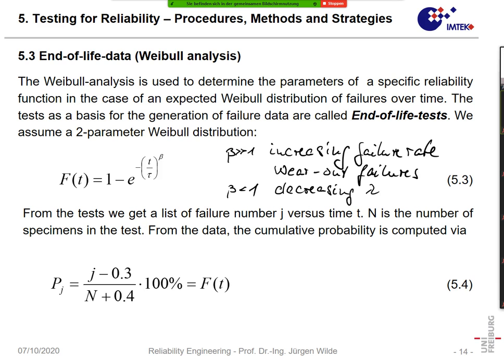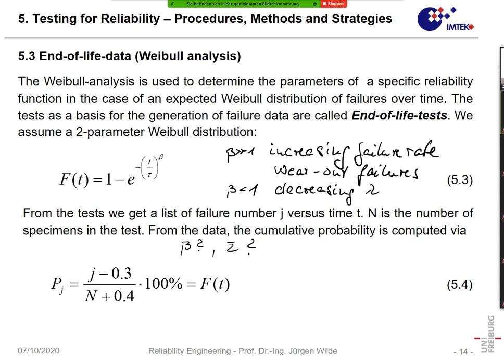And now we want to know the parameters of the Weibull function. So that is the total fraction of failures. And that is defined by F of t equals 1 minus e to the power of minus (t divided by tau) to the power of beta. Tau is a characteristic lifetime. And so we want to know what is beta, and we want to know what is tau. The tau is something like an average lifetime of our specimens.